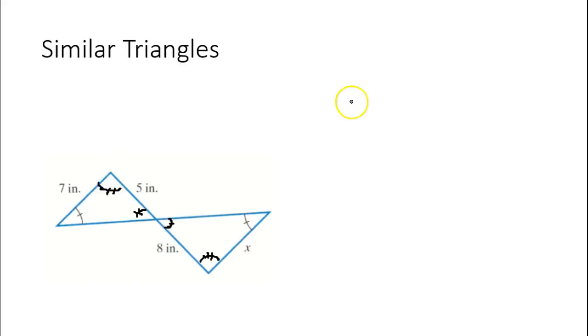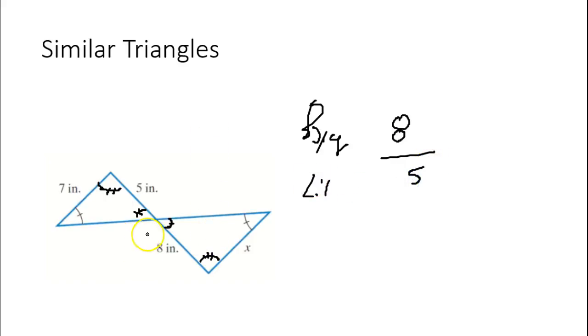So again, they want us to find side x. We've just got to find the ones that correspond. Again, I put big over little. I'll spell it L-I-L. So my big one here, 8, is to 5. And you say, how do you know that? Because those two sides are between the same angles for each triangle. And then I'm looking for x is to 7 on the little one.